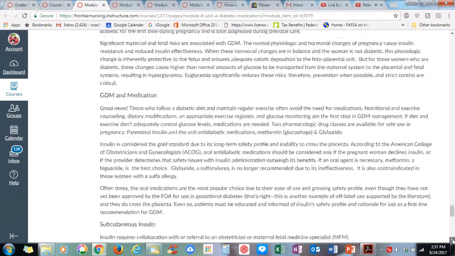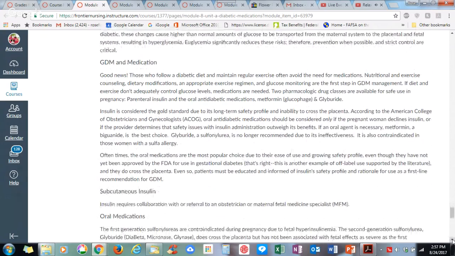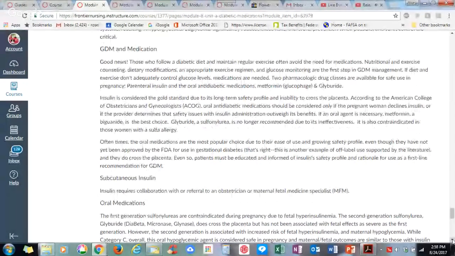Euglycemia significantly reduces those risks, therefore prevention when possible and strict control are critical. GDM and medication. There's good news. Those who follow a diabetic diet and maintain regular exercise often avoid the need for medication. Nutrition and exercise counseling, dietary modifications, appropriate exercise regimen, and glucose monitoring are the first step in GDM management. If diet and exercise don't adequately control glucose levels, medications are needed.